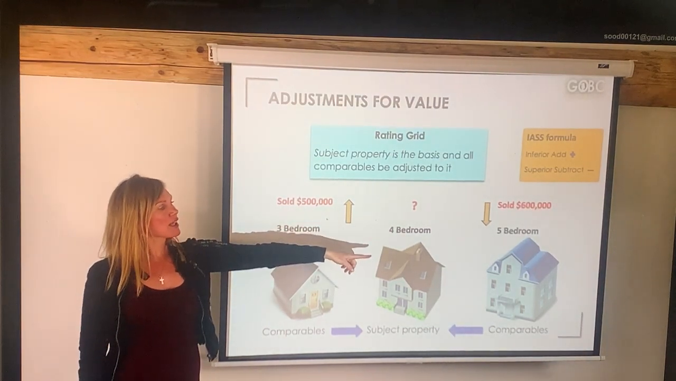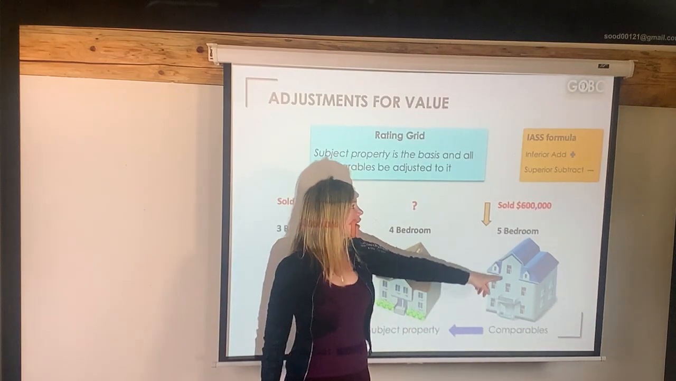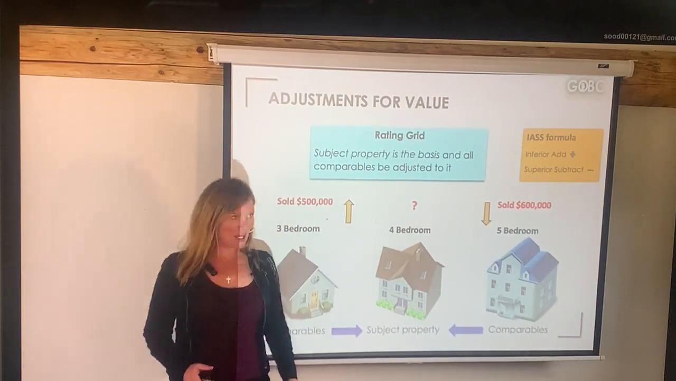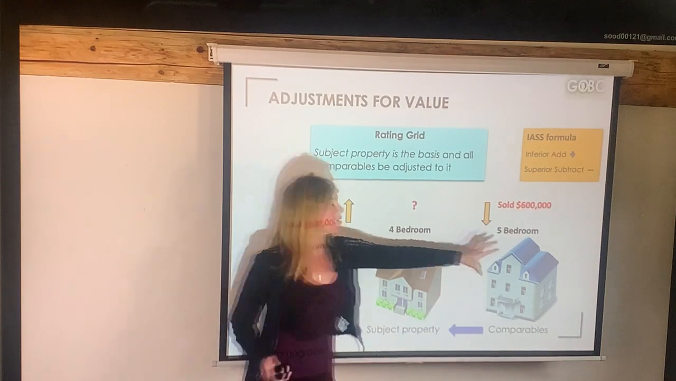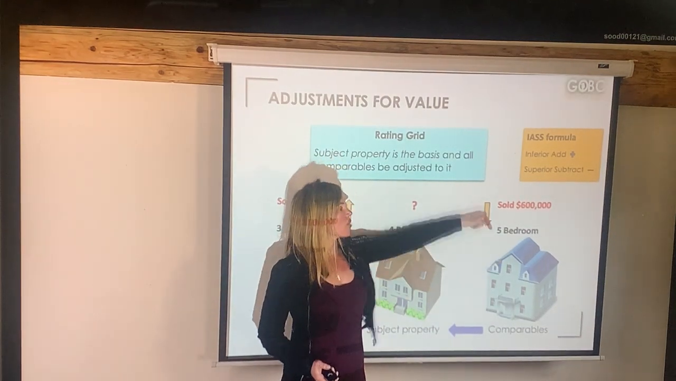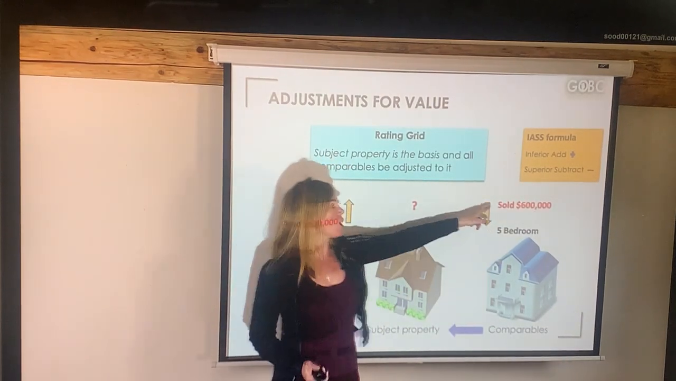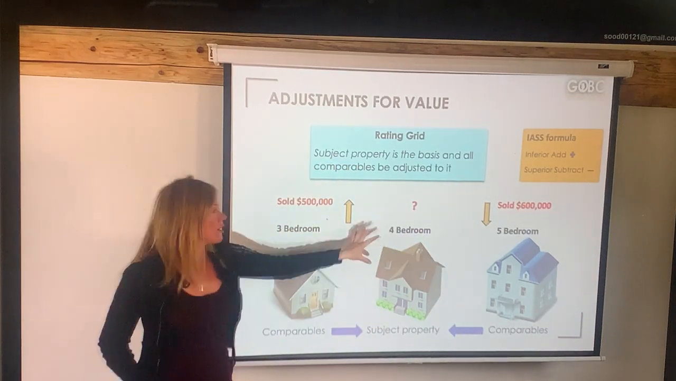But if my comparable is superior, like in this case, you see it has 6 bedrooms, so it has 5 bedrooms, right? It has more than my subject property, that comparable. So if it's superior to the subject, then I will subtract. That means my subject property will be worth less. So I will take from this price and lower the price for my subject property.